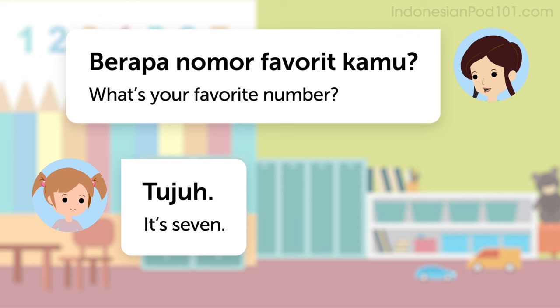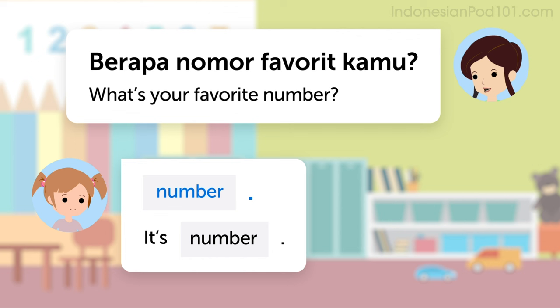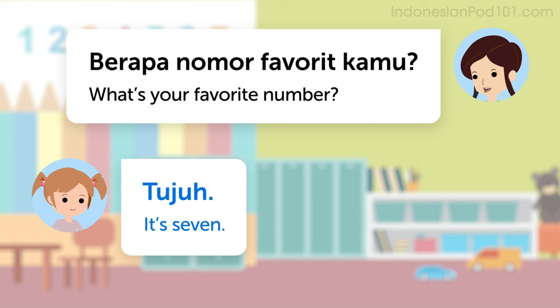First of all, you'll need to learn how to say, "What's your favorite number?" That's Berapa nomor favorit kamu? Listen to it again. Berapa nomor favorit kamu? This Indonesian sentence literally translates into, "How much is your favorite number?" But it means, "What's your favorite number?" in English. Now, how do you answer this question? The pattern is number. In Indonesian, we only say the number as the answer. For example, it's 7.